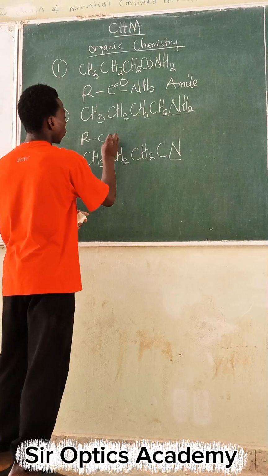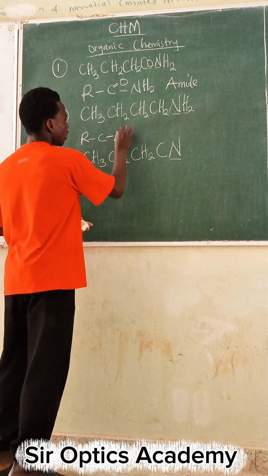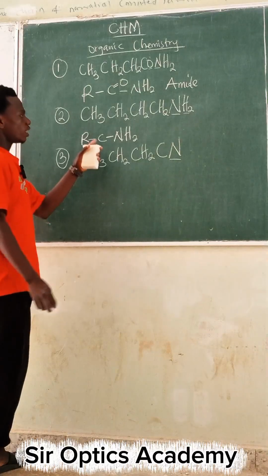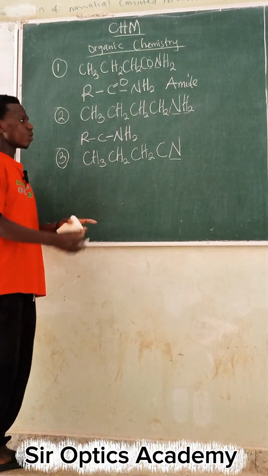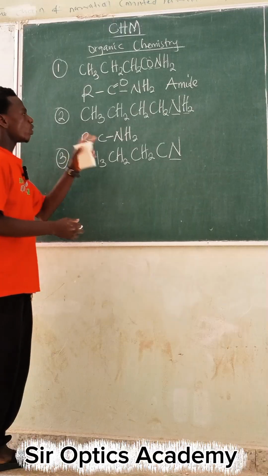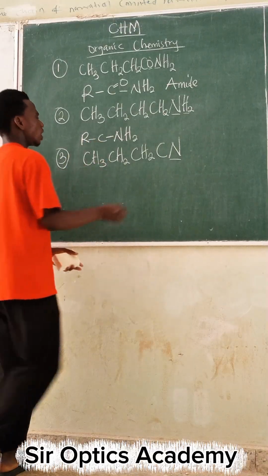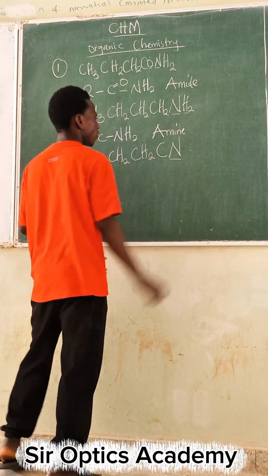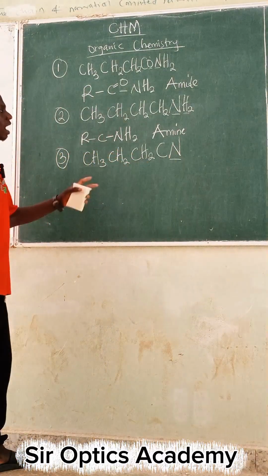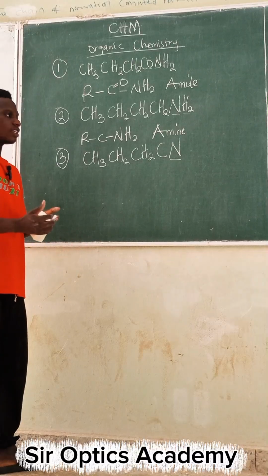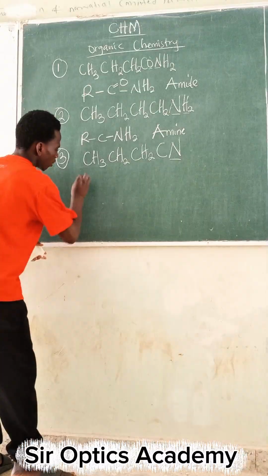Now, for this, you have this RC. This particular carbon is not bonding to any oxygen. It is only bonding to NH2, though it can be bonding to other hydrogen atoms or any other carbon atom, but not an oxygen atom. So when you have this kind of case, you are dealing with the amine functional group.